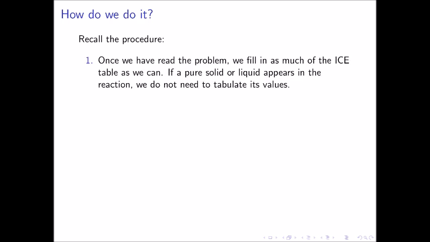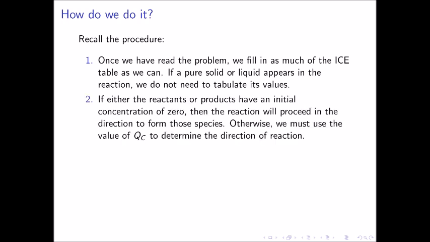Let's review the procedure. First, once we have read the problem, we fill in as much of the ICE table as we can. If a pure solid or liquid appears in the reaction, we do not need to tabulate its values. Second, if either the reactants or the products have an initial concentration of 0, then the reaction will proceed in the direction to form these species. Otherwise, we must use the value of Qc to determine the direction of reaction.